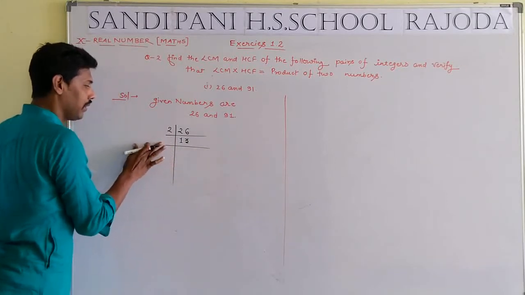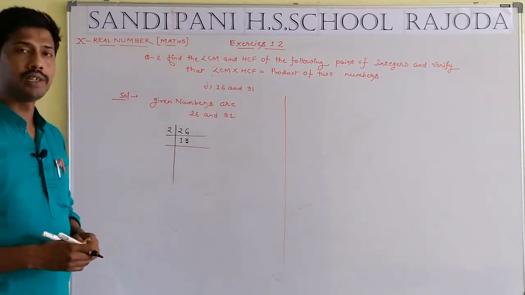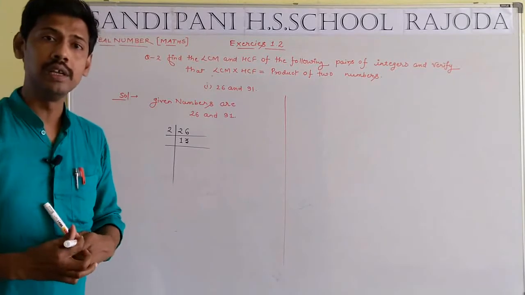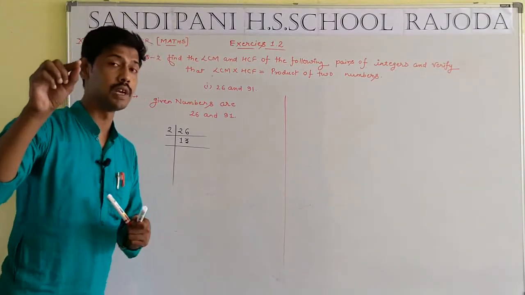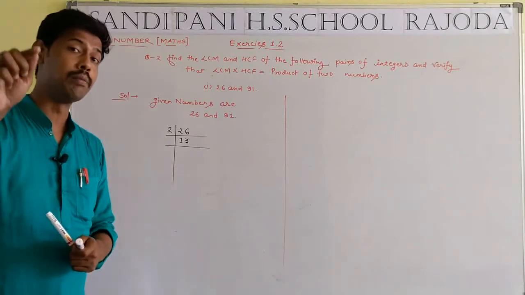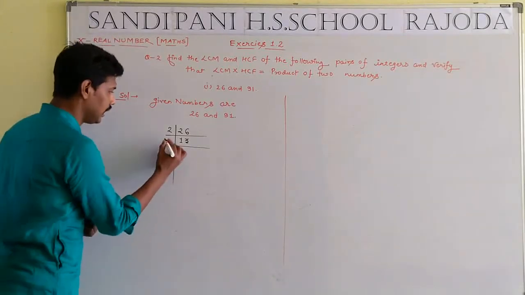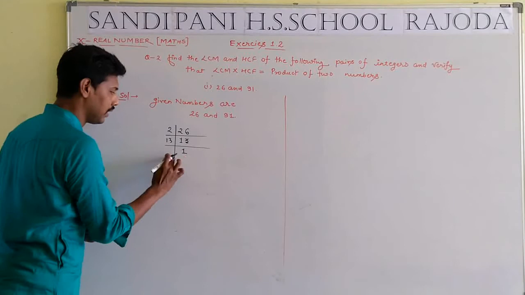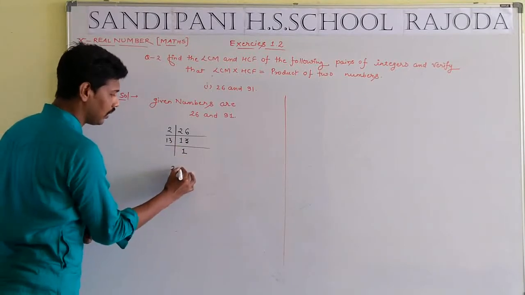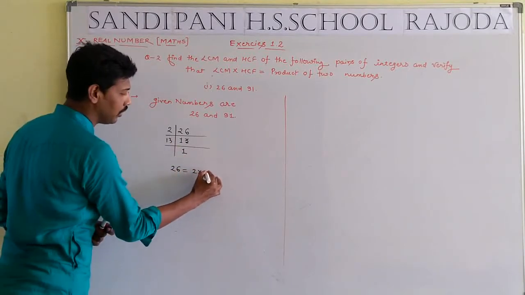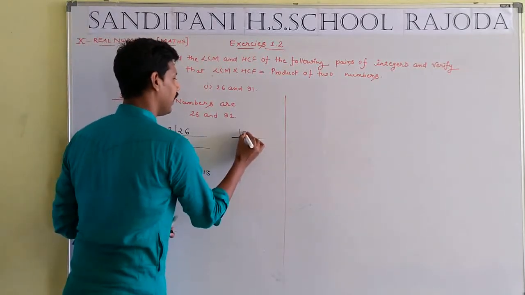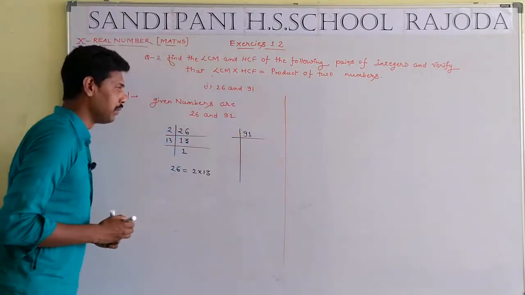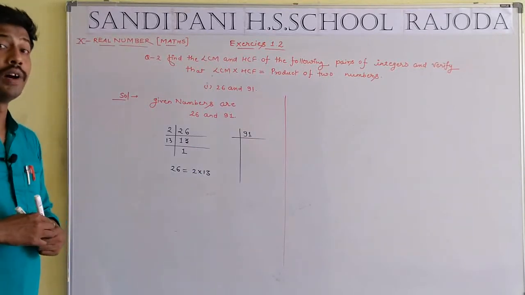Now we have the number 13. What is the meaning of 13? 13 is a prime number. What is the meaning of a prime number? That means a prime number is divided by itself. 13 ones are 13. So we can write 26 will be equal to 2 into 13. Next, 91. I repeat my sentence, 91.